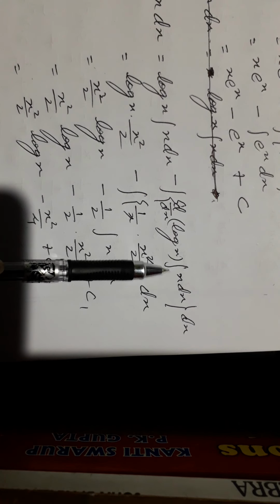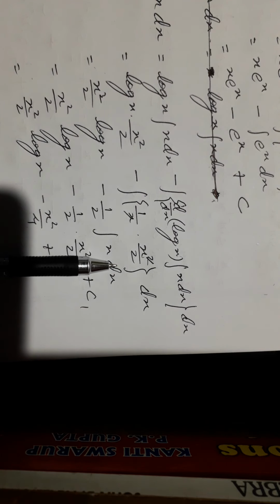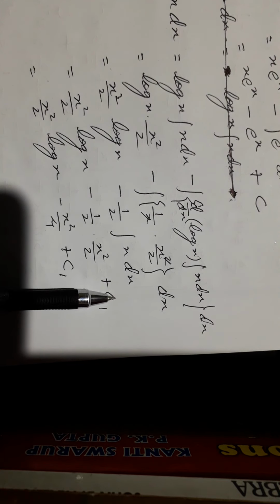Okay, integration of x, we got x squared by 2. So this x and this 1x will be cancelled, so we are left with x by 2. So you can take common 1 by 2 here. So we have integration x dx.